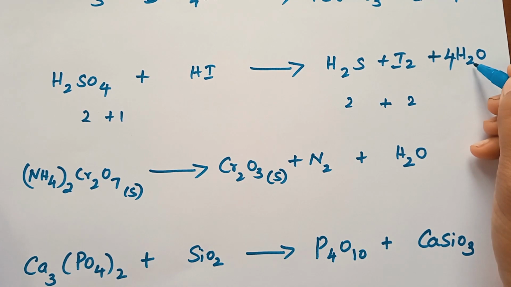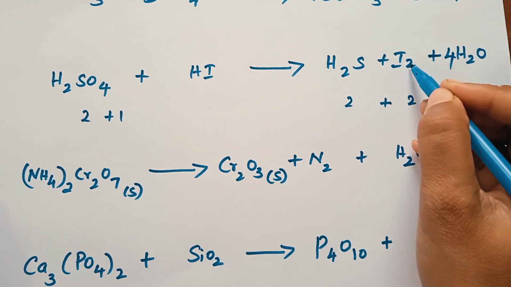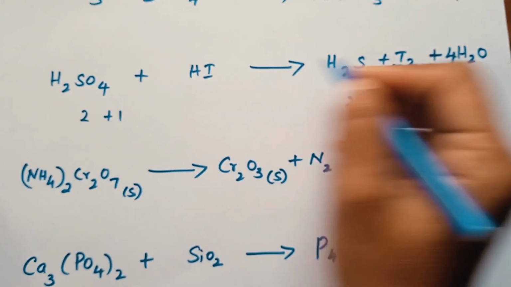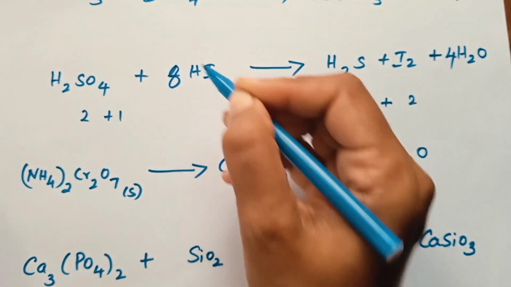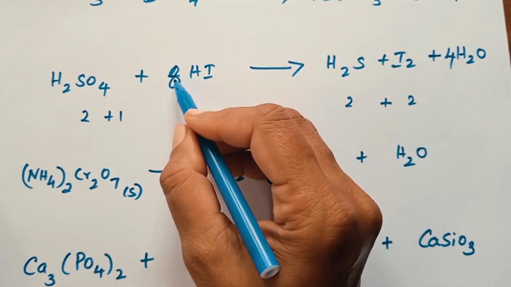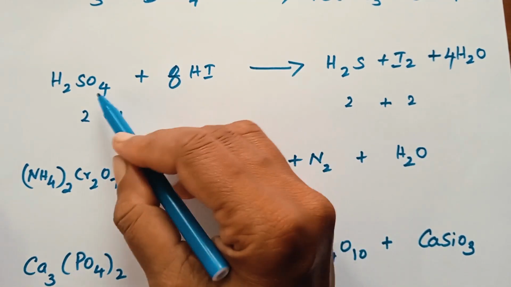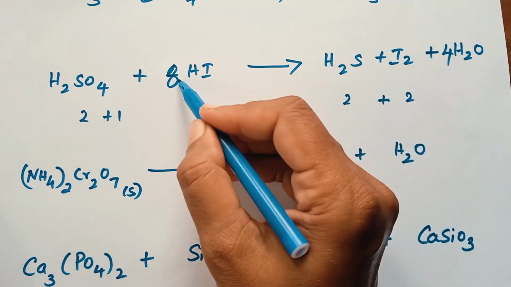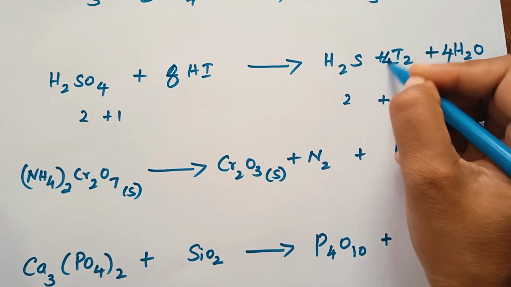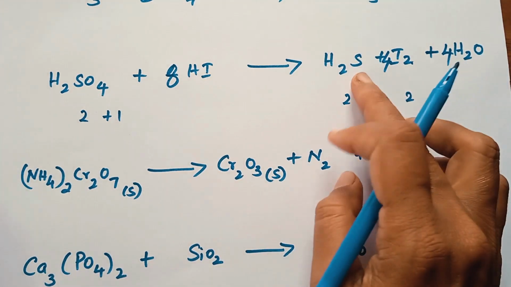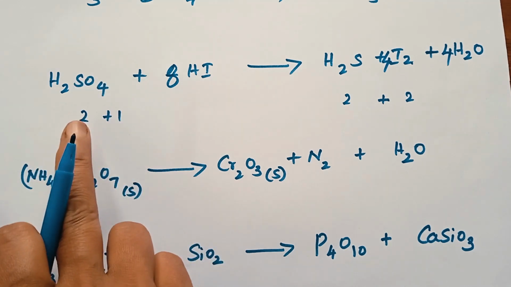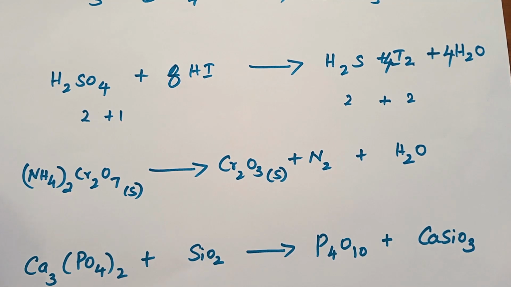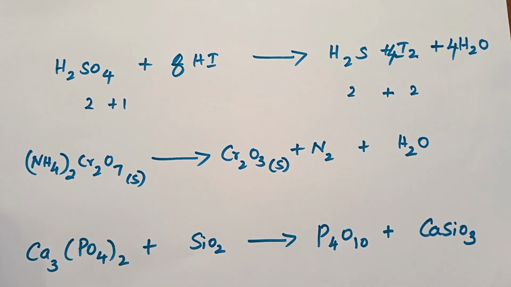4 2s are 8. Why? Because iodine is 2 here. So I'll add here 8. Okay, so it becomes 2 plus 8, 10 hydrogen atoms. Here 4 2s are 8, 8 plus 2, 10, and hydrogen will become 8. So I'll add 4 here. So 4 into 2s are 8, and there is only one sulfur. That is okay, that is balanced. Oxygen 4, here also 4, so that is also balanced. Okay, now I'll go to the next one.